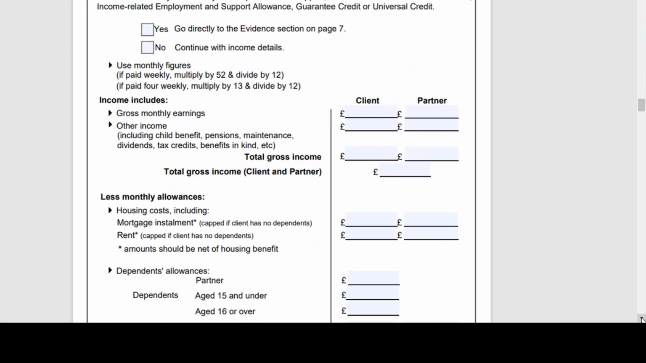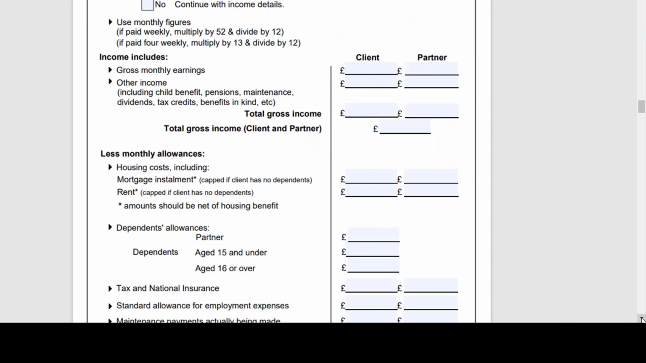So when you're completing the income details, always use monthly figures. So if paid weekly, multiply by 52 and divide by 12. If the client's paid 4 weekly, multiply by 13 and divide by 12. So you're looking at the income that the client's received or was due to receive during that computation period, so the calendar month up to and including the date that the client is signing the form, for both the client and, if appropriate, their partner.